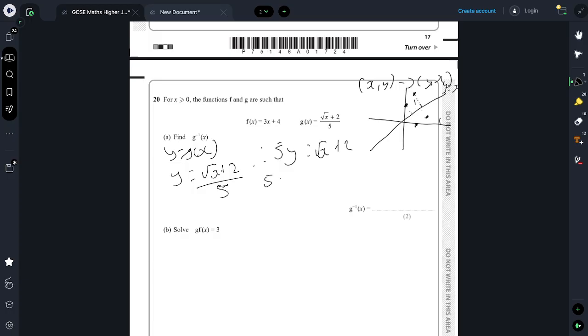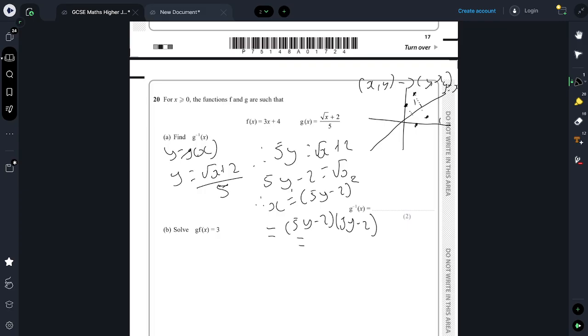Get x on its own. So 5y minus 2 is root x. So therefore x, well, if we get rid of the square root, you're going to have to square it. Root x squared, obviously, is just going to be x. And that is going to be 5y minus 2 squared. Now, they did not ask to simplify it, so you can leave it like this, but it's best to do it anyway. Let's practice. So 5y minus 2, 5y minus 2. That's what squared means. You times it by itself.